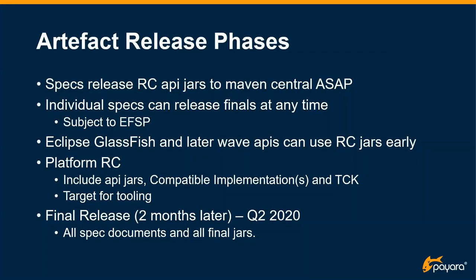And that'll give us an opportunity to look at tooling and make sure that everything's working before we then have a window, which may be a couple of months, where we'll do the final release and put the final artifacts up into Maven Central and all the specification documents, etc., and go through the formal votes and IP flow, etc. We're looking at a date in Q2 2020 for the final release, and that means we'll be looking for an RC date, probably Q1 2020, to get some API jars in people's hands so that they can play with them and target implementations, etc.